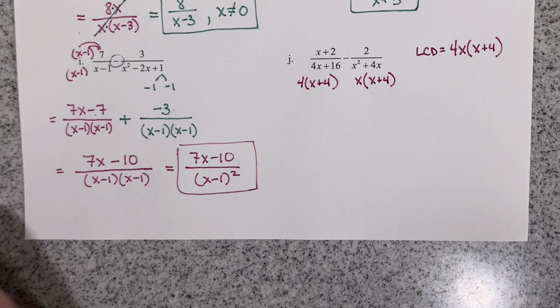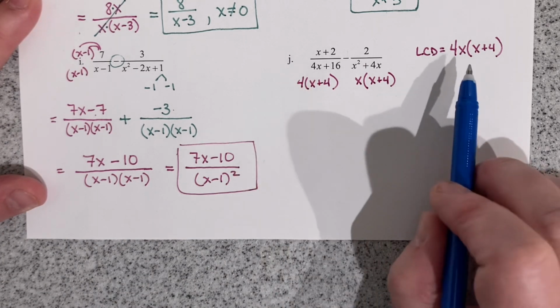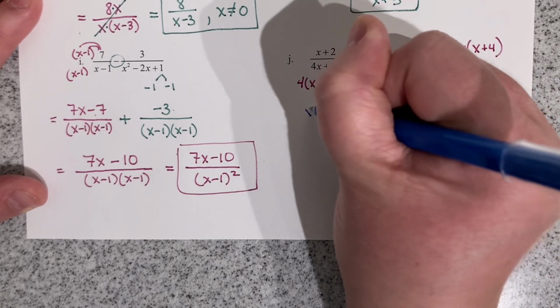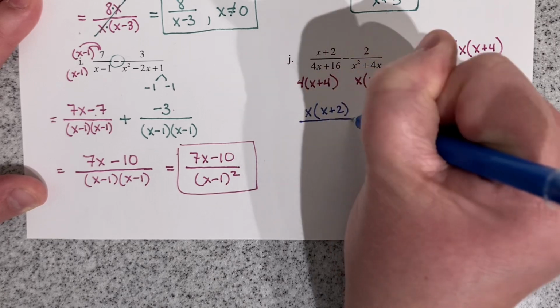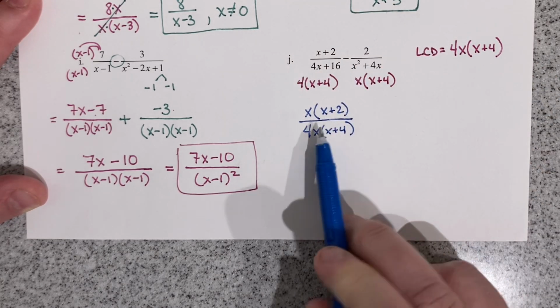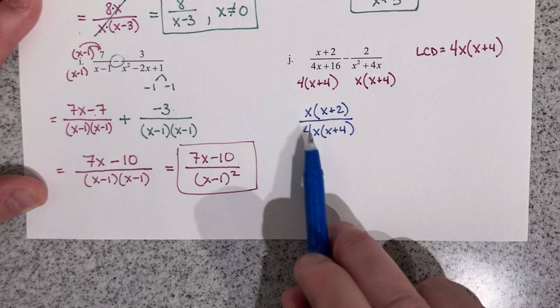Now what the first fraction is missing is an x. So we're going to have to multiply the first fraction by x on the top and bottom. All right, so it's the same fraction. I factored the denominator, and now we've multiplied by x.